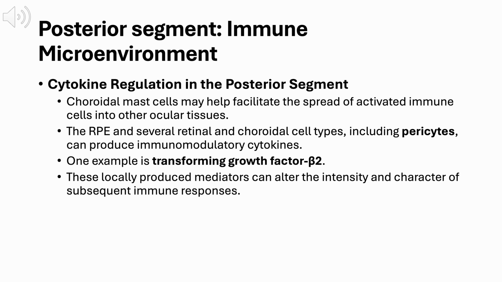A prime example is transforming growth factor beta 2, closely related to the TGF-beta we saw suppressing inflammation in the anterior chamber, showing how the eye reuses the same regulatory tools front and back. These locally produced mediators can alter both the intensity and the character of any subsequent immune response, tuning it up or down. So the posterior segment holds pro-inflammatory triggers and suppressive brakes in careful balance. Next, we formalize the posterior segment's own version of immune privilege.